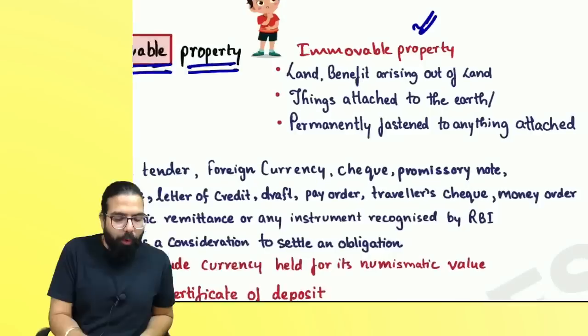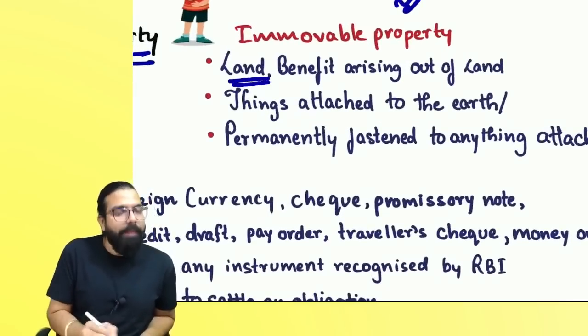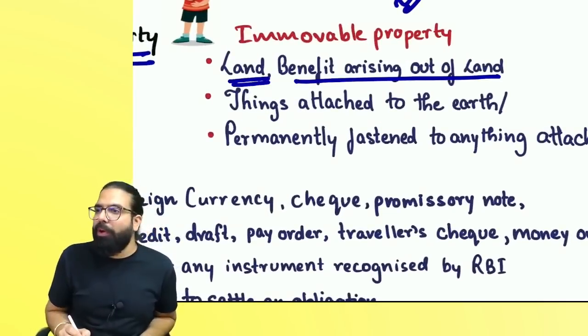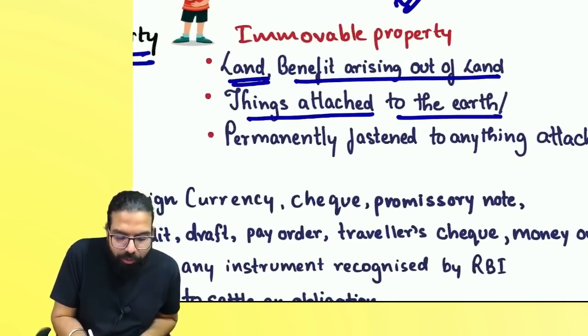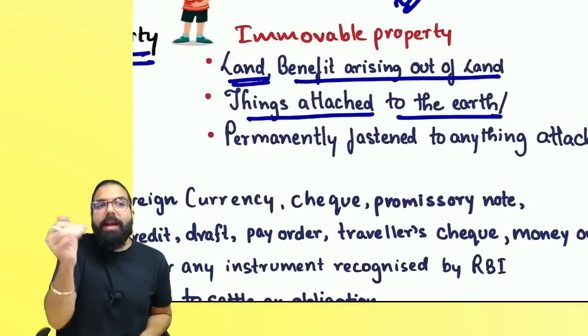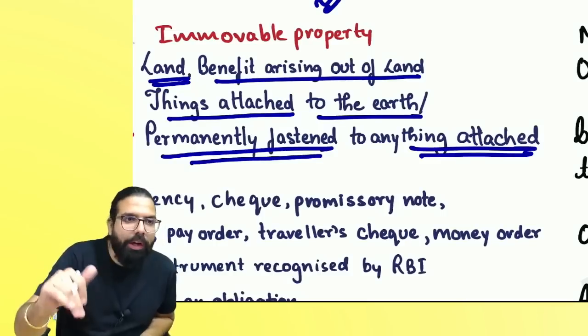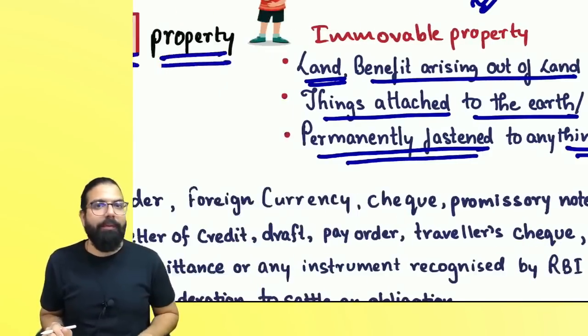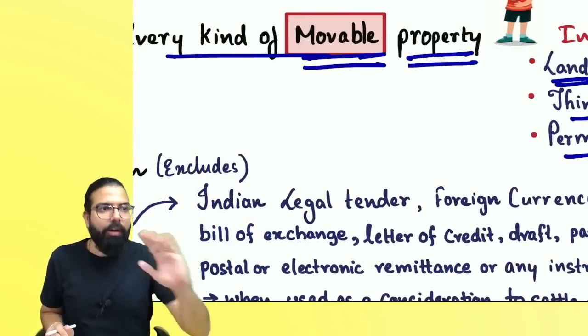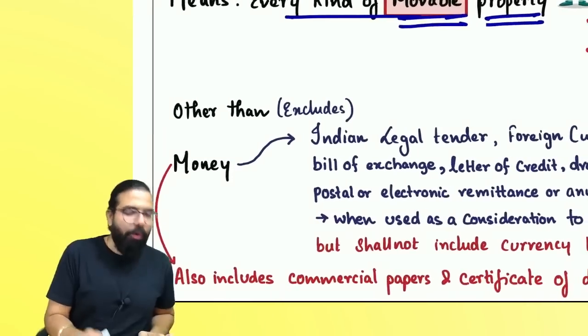Sir, what do you mean by immovable? Immovable means land. Any benefit out of your land, anything attached to the earth, or anything permanently fastened to anything which is attached to the earth is always immovable. If it is immovable, it is never goods, because goods means every kind of movable property.